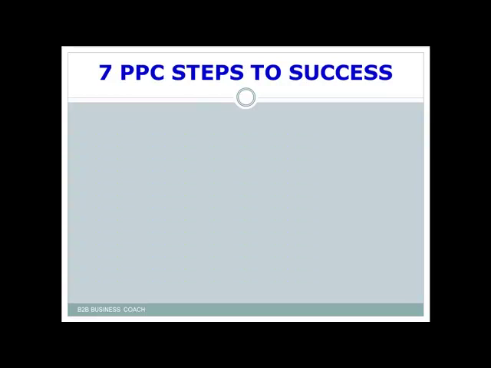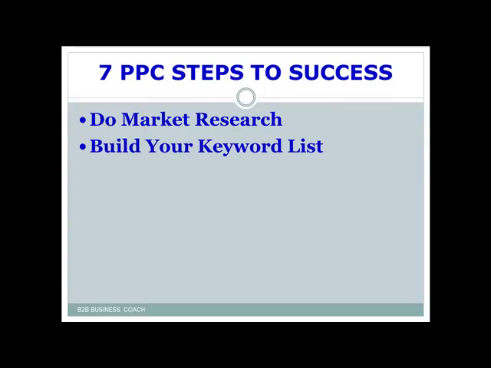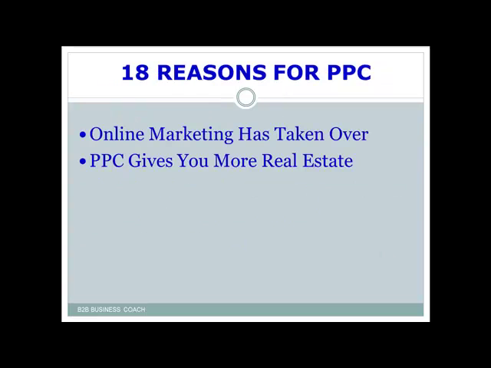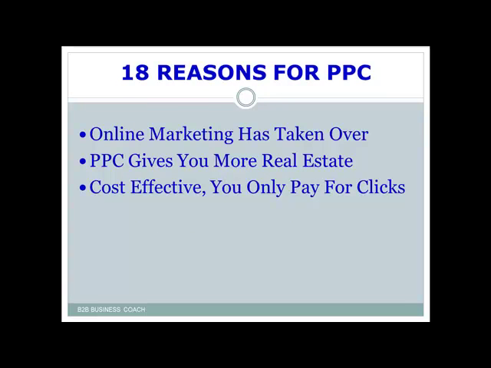So what are the steps you have to take to make sure you get a successful pay-per-click campaign? Well, you have to do your market research. You've got to know what keywords are better and what market you should be in and how you should be approaching that market. Then you build your keyword list from doing your market research, knowing what keywords are working, which ones aren't working.